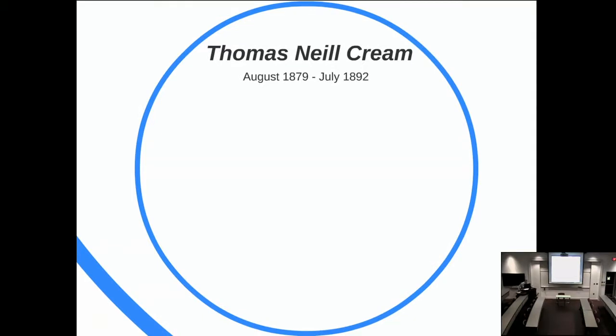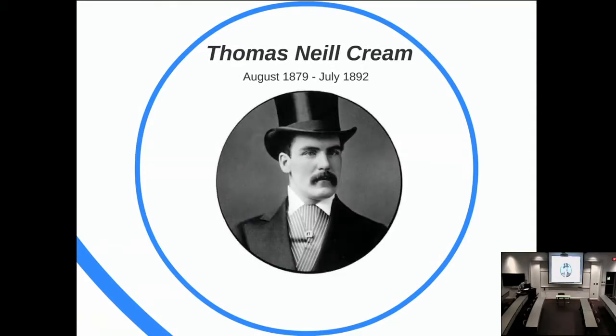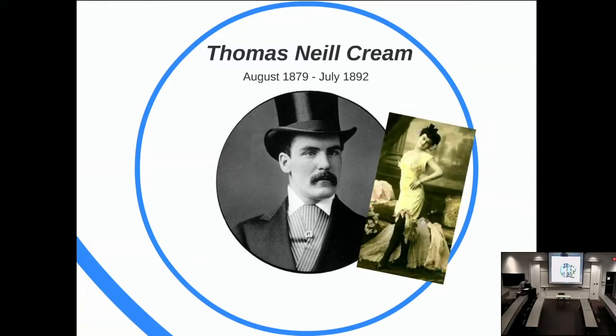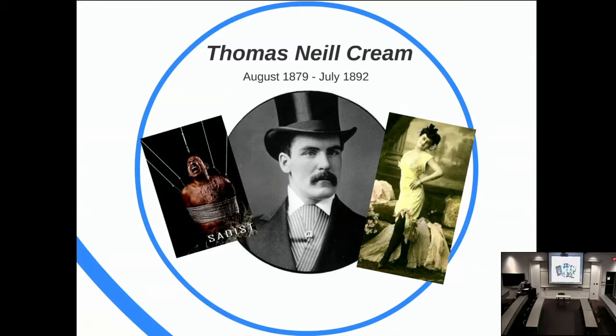So, some other specific cases. Thomas Neal Cream, who basically killed people between 1879 and 1892. So he grew up in Canada, studied medicine, and established a medical practice in the red light district in New York, offering illegal abortions. Several of his patients ended up dying.